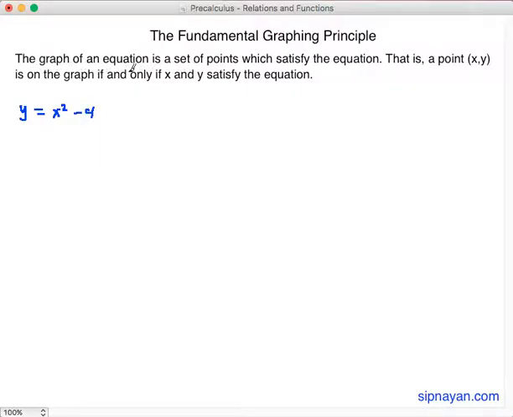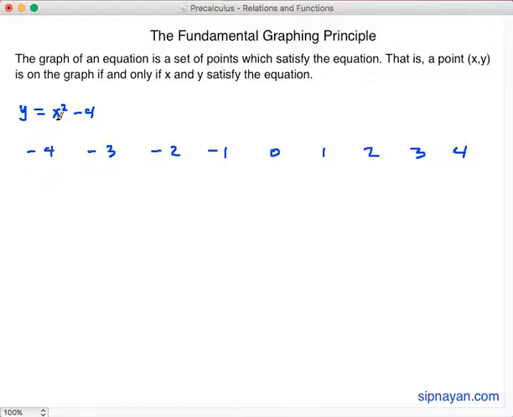Sabi niya, the graph of an equation is a set of points that satisfy the equation. So tingnan natin yung mga ordered pairs na nagsasatisfy dito. Start with negative 4 maybe, negative 3, negative 2, negative 1, 0, 1, 2, 3, and 4.